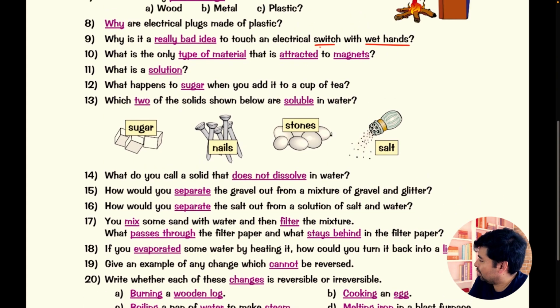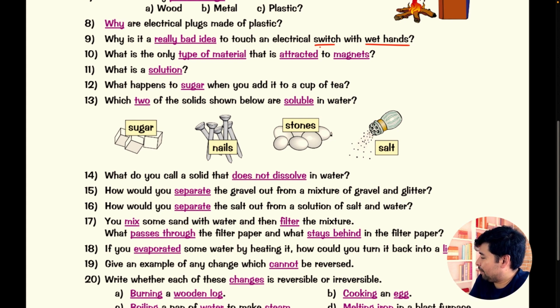Next one. 10. What is the only type of material that is attracted to magnets? There is only one type of material that, if you put a magnet close, it will attract. What is that? 11. What is a solution? Explain using English.